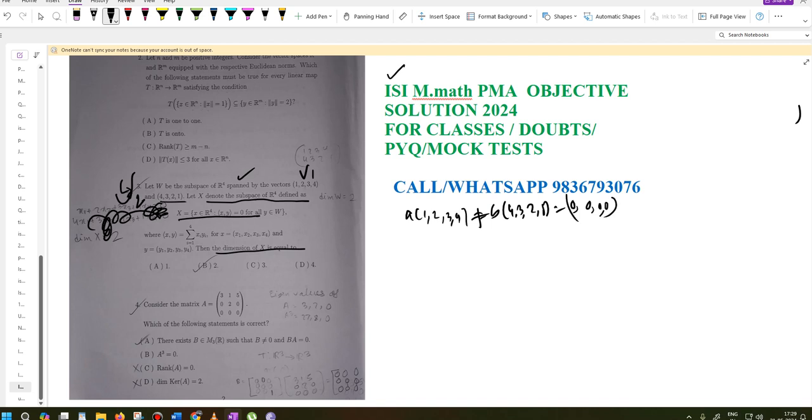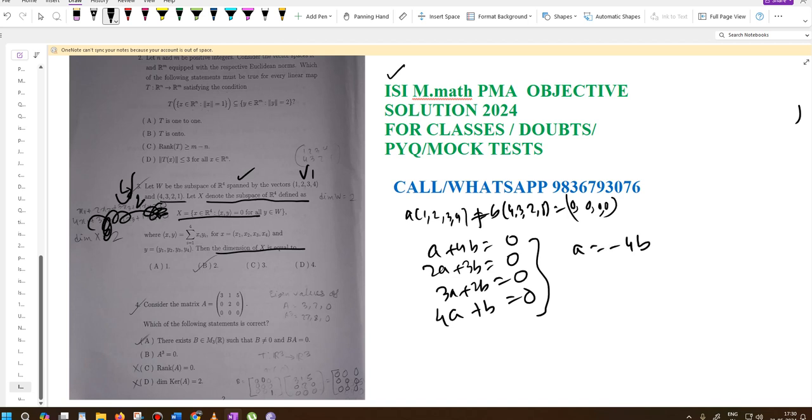So that results in the system of equations: a plus 4b equal to 0, 2a plus 3b equal to 0, 3a plus 2b equal to 0, and 4a plus b equal to 0. So let's just do a little bit of substitution. a equal to minus 4b, 4a plus b equal to 0, so minus 16b plus b, so minus 15b equal to 0, b equal to 0, a equal to 0.